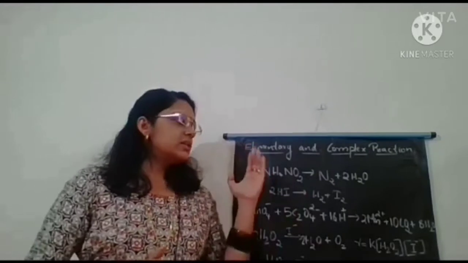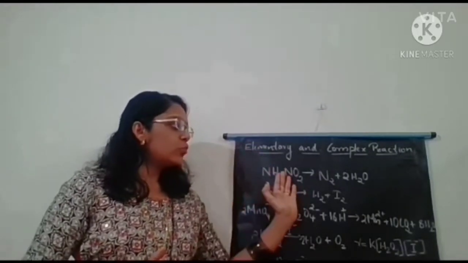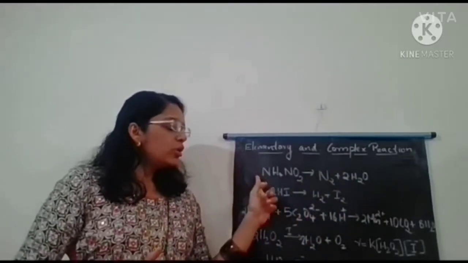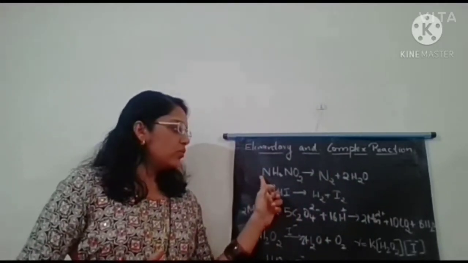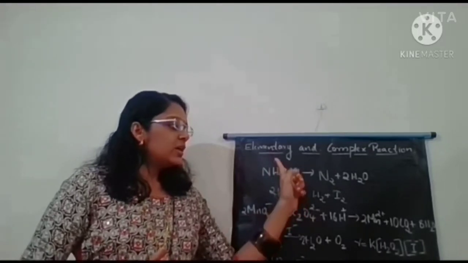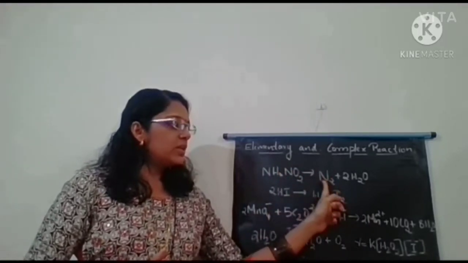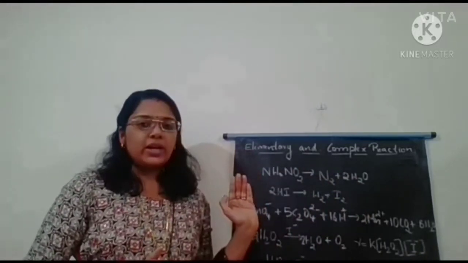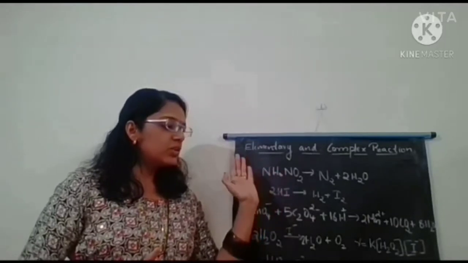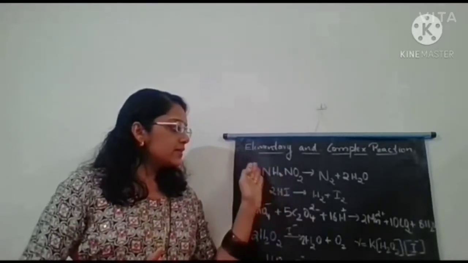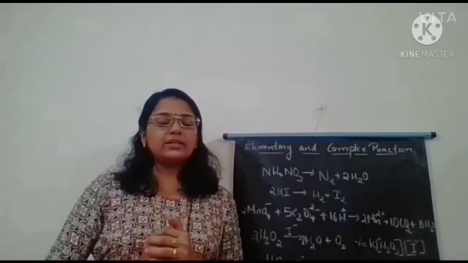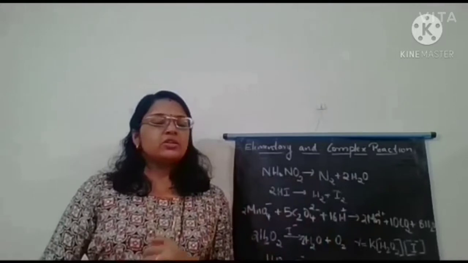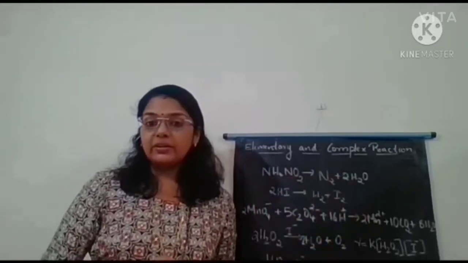So consider this example, that is the decomposition of ammonium nitrite to give nitrogen and water. Here the molecularity is 1 because there is only one molecule of ammonium nitrite which undergoes decomposition to give nitrogen gas and water. So here it is a unimolecular reaction, and when we look at the reaction, these reacting molecules continuously collide each other and result in the formation of these two products in one step. So this is an example of an elementary reaction.